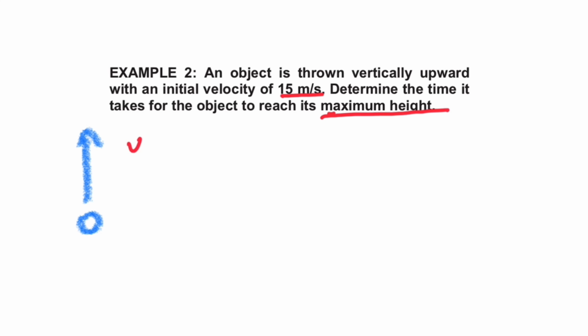So we have vi equals 15 meters per second. We want to find the time it takes for the object to reach its maximum height. So delta t is what we're interested in, okay? But it is the time taken to reach maximum height. Like I've said previously, at the maximum height, v is equal to 0. So we have vf equals 0 meters per second, okay? That is always true at maximum height. At maximum height, the velocity is equal to 0.